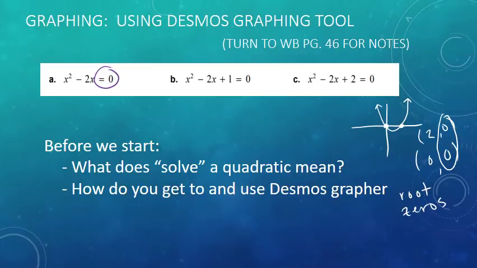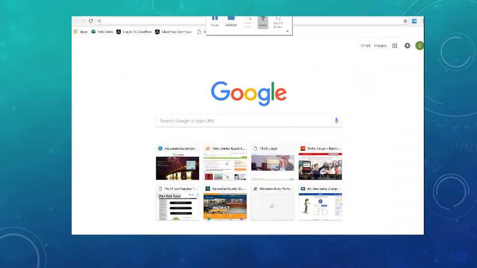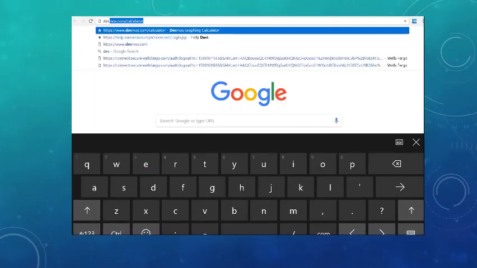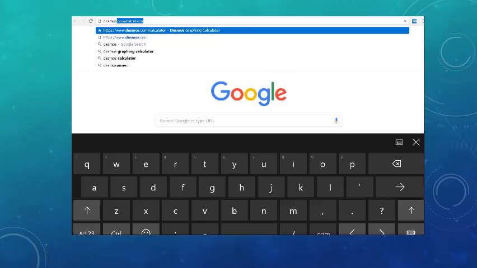Okay, so the first way we're going to learn how to do this is with a graphing tool, which is online. So I'll show you how to get there, and then you should be able to do it with no problem. Now, to get to Desmos, what we have to do is go in and type in Desmos, D-E-S-M-O-S, and then .com.